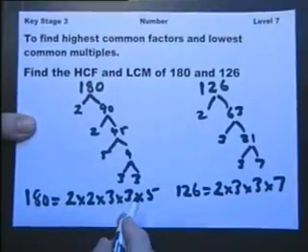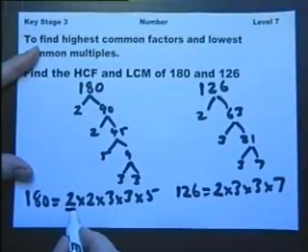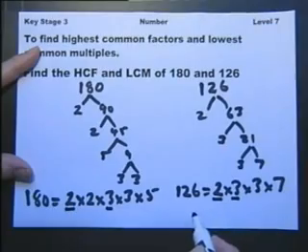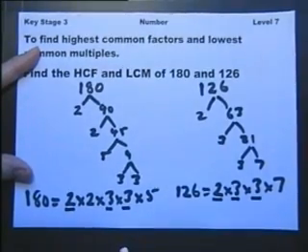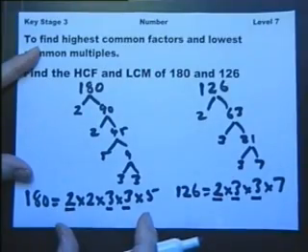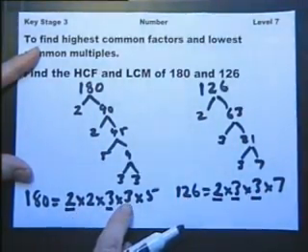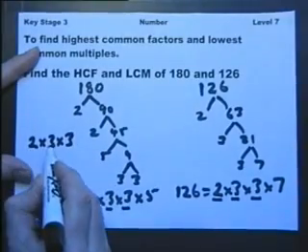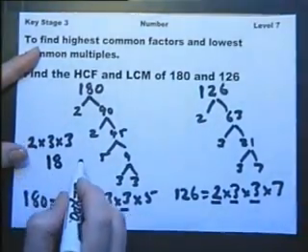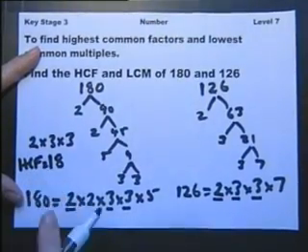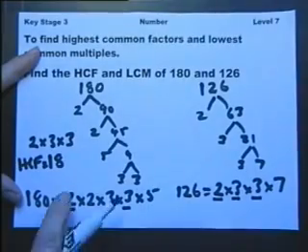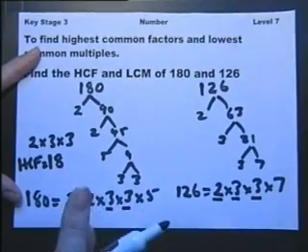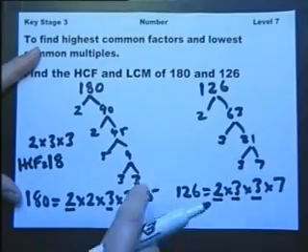Highest common factor. So we've got a 2 there, and we've got a 2 there. We've got a 3 there, and we've got a 3 there. We've got another 3 there, and another 3 there. In other words, common to both of these groups is 2 times 3 times 3. So if we work out what 2 times 3 times 3 is, 2 3s are 6, 3 6s are 18, that is the highest common factor. 18 goes into 180, 18 goes into 126, therefore it's a common factor, and it is the highest number that will go into 180 and 126.